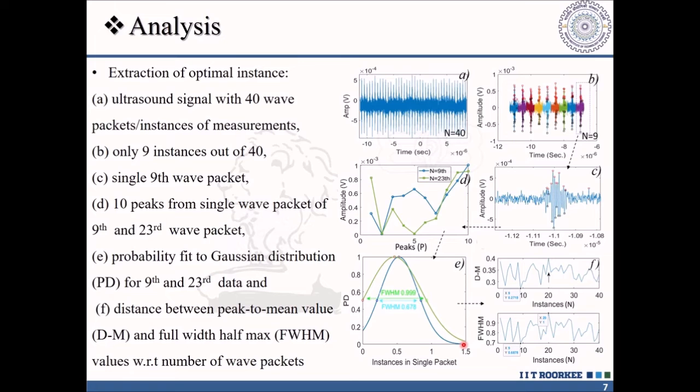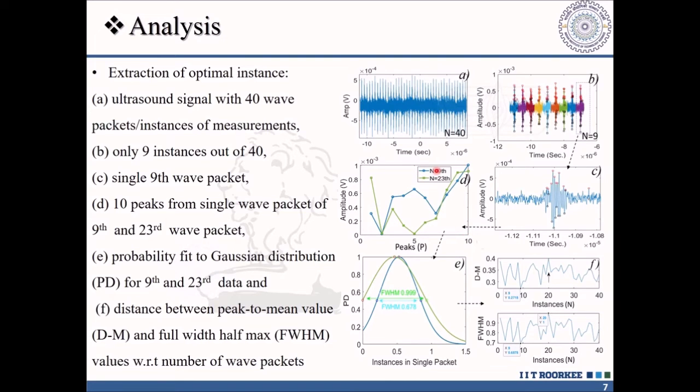The first step includes the extraction of the optimal instance. Once we acquired the data, there are 40 instances or wave packets, as shown in figure A. In figure B, we have shown 9 instances out of 40, and in figure C, we have shown a single wave packet, and in figure D, we have done a comparative analysis of 2 wave packets.